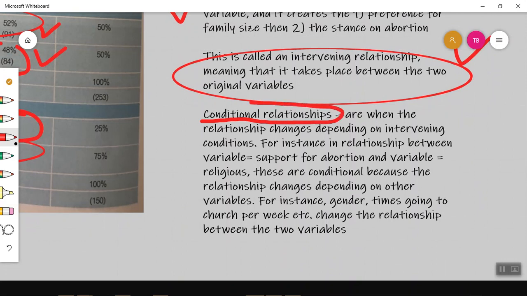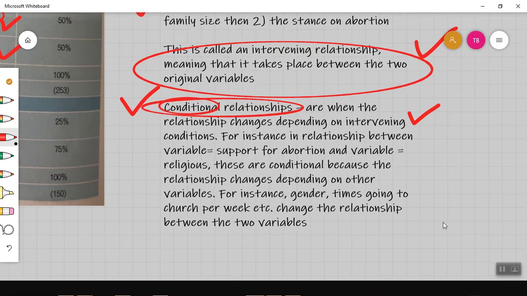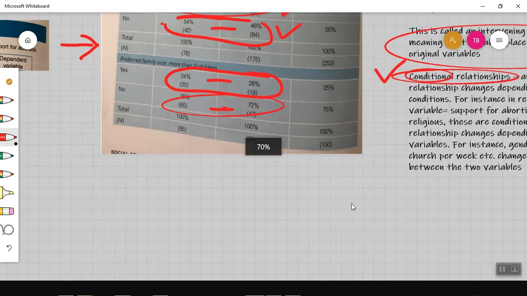Broadly, this is from a category called conditional relationships, meaning when a relationship changes depending on intervening conditions. So in this case, we saw that yes, religion was related with support for abortion, but this was conditional depending on what other variables we included. So broadly, you would still be right in saying that religion affects someone's support or not support of abortion. But you wouldn't be given the full picture without including the idea of someone's support for large or small families. Okay, let's take a quick look.